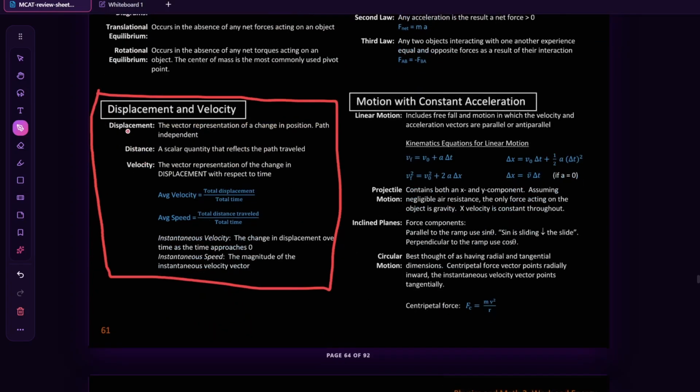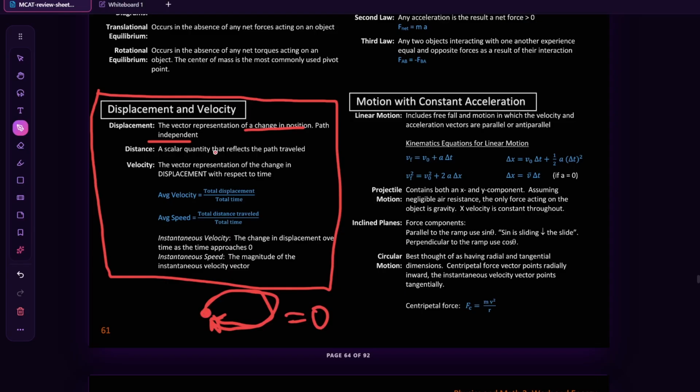So displacement is the vector representation of a change in position, path independent. So it's literally just where did you end up relative to where you started. So if I was a track athlete and I ran in a circle, right? Where's my position compared to where I started? What is my displacement? Displacement is actually 0, even though I ran through the entire track. You're thinking, didn't you run a distance of like 400 meters? Track is 400 meters, right? Wouldn't I be displaced by 400 meters? No, because I went back to the place I started. So displacement is equal to 0 in this case.